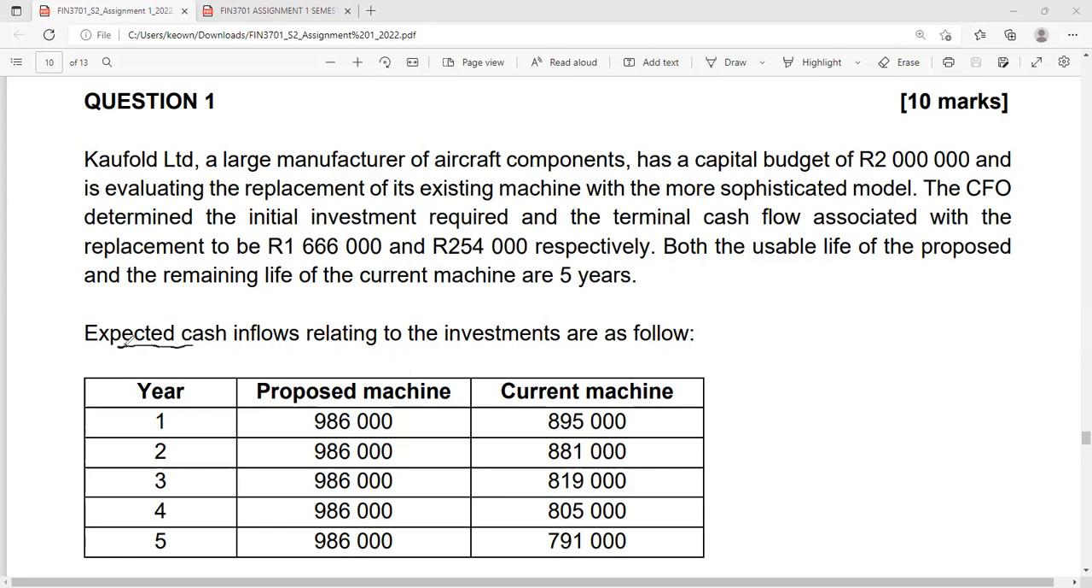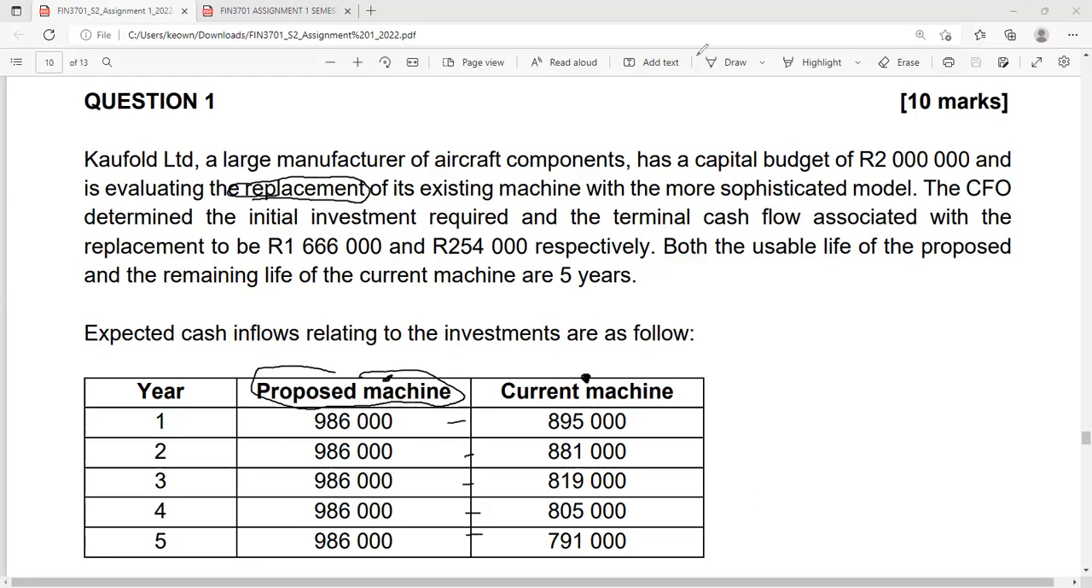So we were then given the expected cash inflows from the proposed machine. If we get the new machine, these are the cash flows that we're going to expect, whereas the current machine is currently giving us these cash flows, right? So it makes sense, right? Remember, with the replacement capital budgeting project, you will usually have a current machine and a new machine, and then you want to try to determine what extra benefits you're getting from the proposed machine. What is the incremental benefit from the new machine?